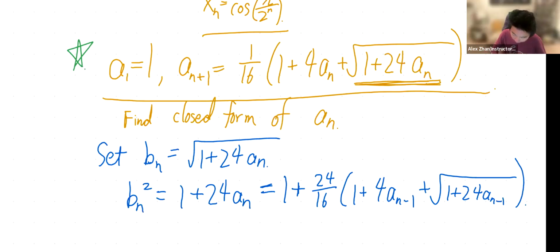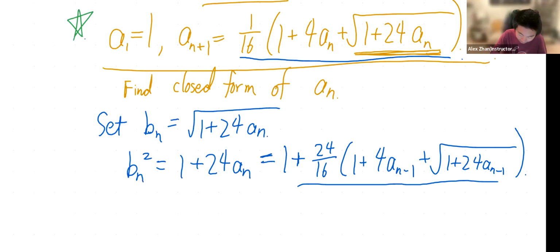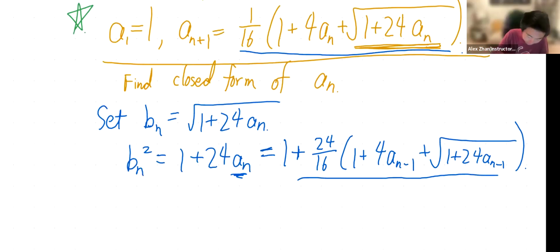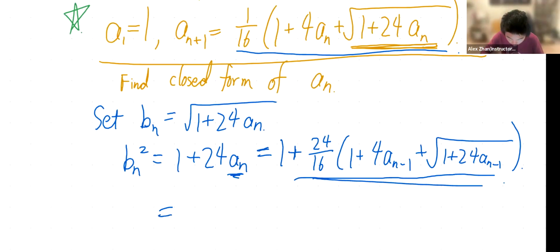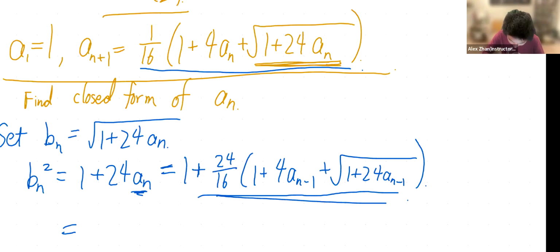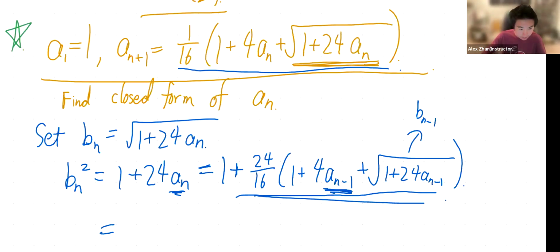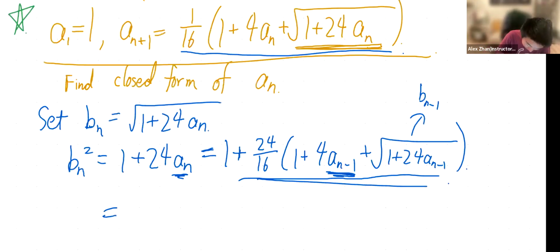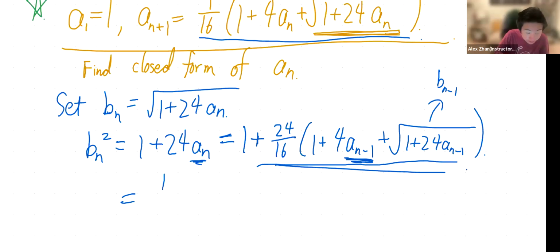This part is derived from the recursive relationship because we can replace the an with this part. And that is because the square root of 1 plus 24 an minus 1 can be replaced with bn minus 1. And the 4 an minus 1, you could also replace with bn minus 1 squared in this term. In fact, when we simplify this, it becomes 1/4 of (3 plus bn minus 1) squared.